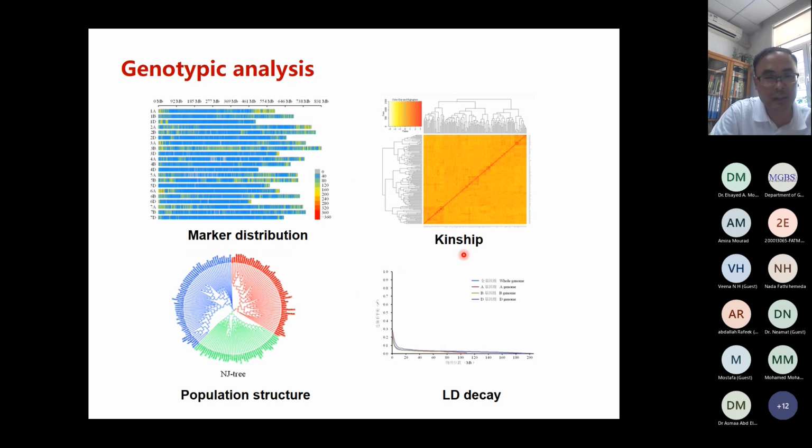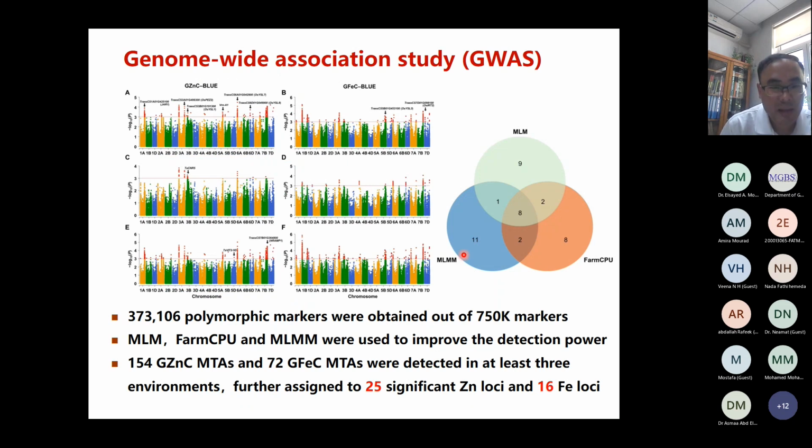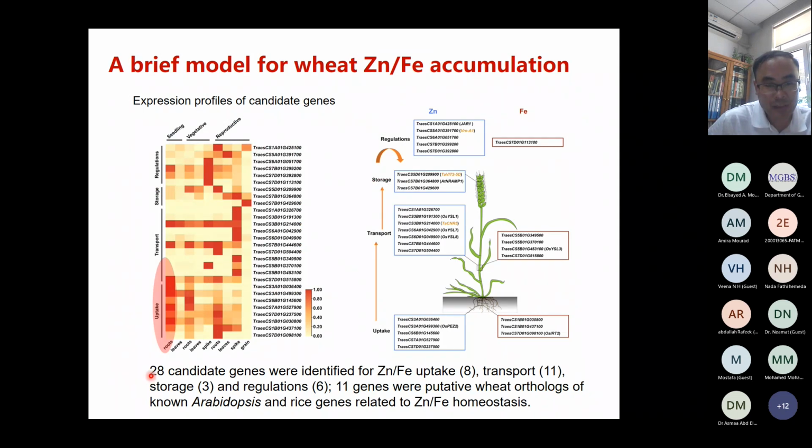We ran the routine GWAS analysis. Out of the 750K markers, about 50% are polymorphic and can be used for the analysis. We used three models to run the GWAS, and finally we found 25 significant loci for grain zinc concentration and 16 for grain iron concentration. You can see some marker-trait associations very close to known genes. So we found 28 candidate genes related to zinc or iron uptake, transport, storage, and regulation.